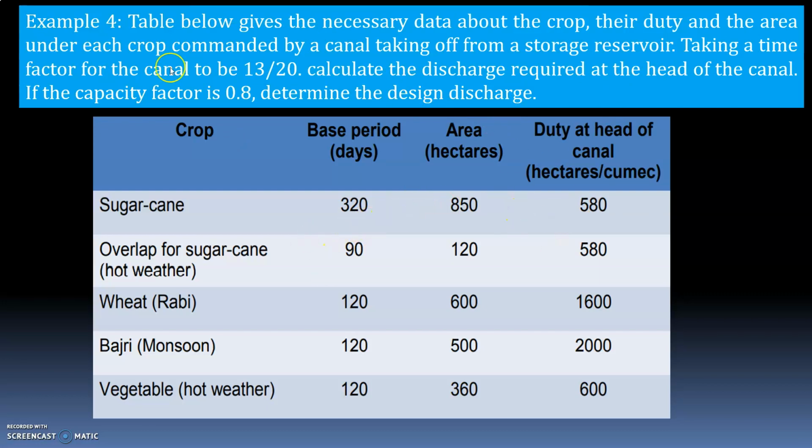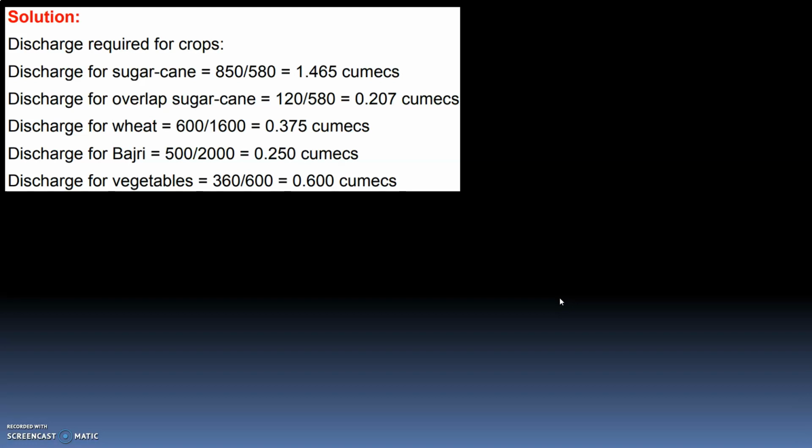Okay. So here it is given: time factor is given and capacity factor is given, and these are the given data for the different types of crops. Base period is given, area is given, duty at the head of the canal is given. So let us calculate first what you have to find: discharge required for each crop.